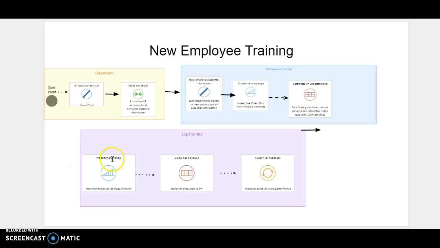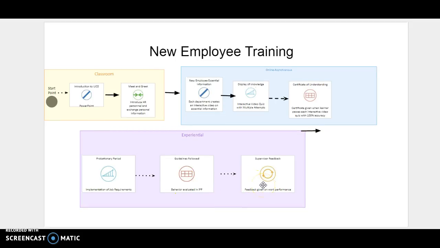And I went back and I still had the probationary period and they had to follow the guidelines, but then I also added that a lot of supervisor feedback is given, and feedback is given on work performance during the IPP process. So I think that that's really beneficial to any new employees, having that feedback from their supervisor and how they can improve and things that they've done well so far.